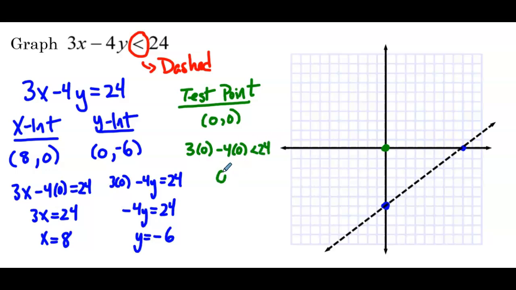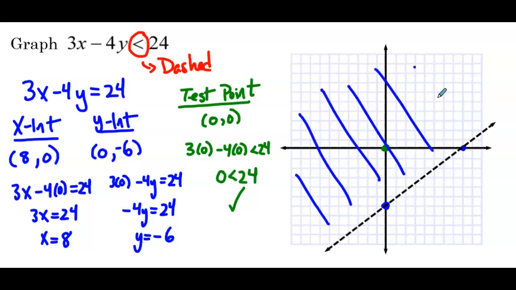And I know we've already done this. We have 0 is less than 24, which is a true statement. So that means this point, the origin, is in the solution set, which means our solution set is all points on this side of the line. Okay, so there is the graph of the solution set of the inequality 3x minus 4y is less than 24. Pick any point in this shaded region, in this half plane, and that point is going to make this inequality true.